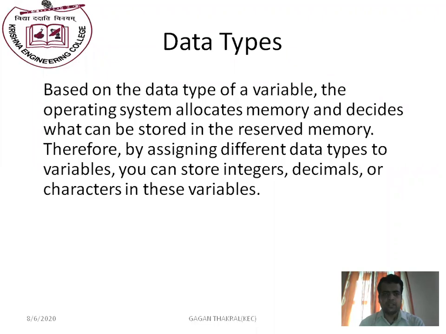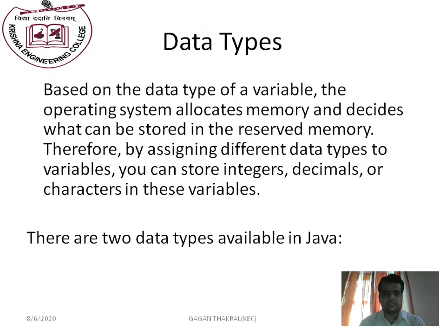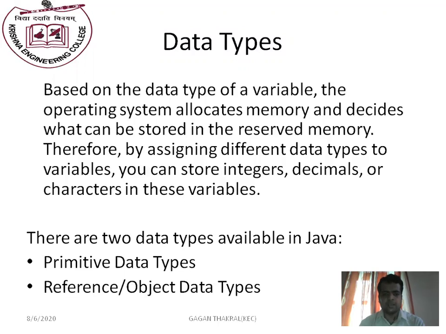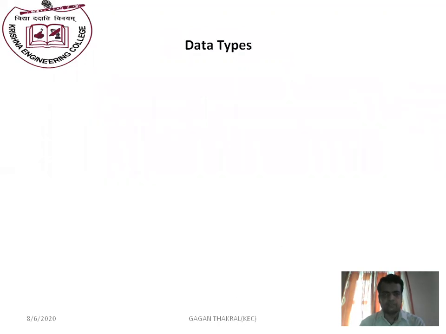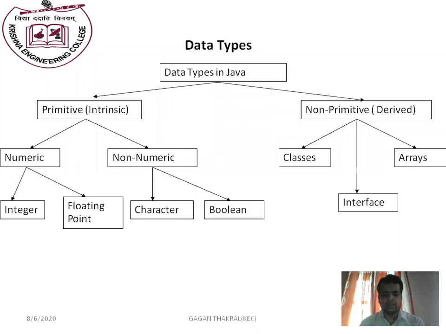Data types. Based on the data type of a variable, the operating system allocates memory and decides what can be stored in the reserved memory. Therefore, by assigning different data types to the variables, you can store integers, decimals, or characters in these variables. There are two kinds of data types available in Java: primitive data types and reference object data types. These data types are represented with the help of a diagram. Data types in Java: primitive data types and non-primitive data types.